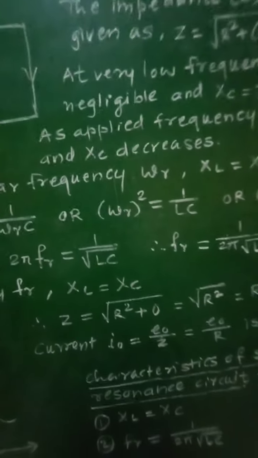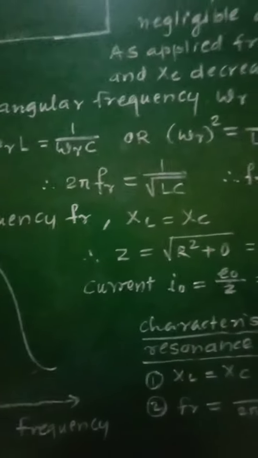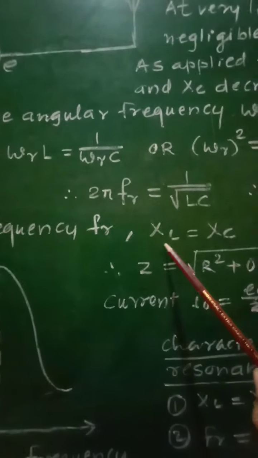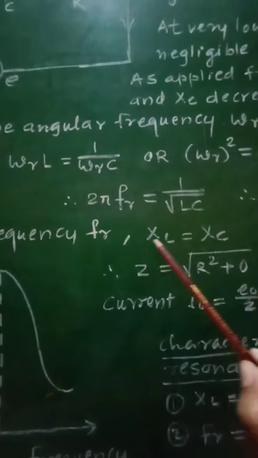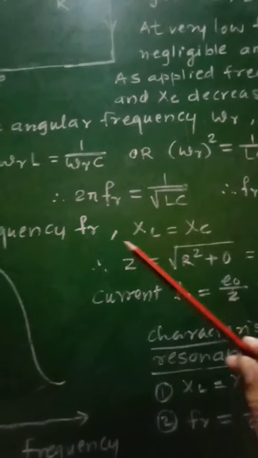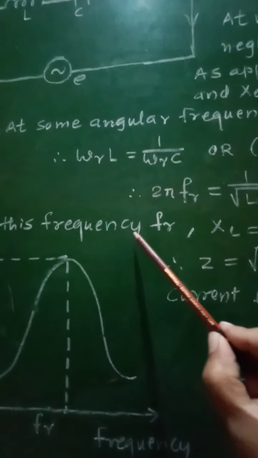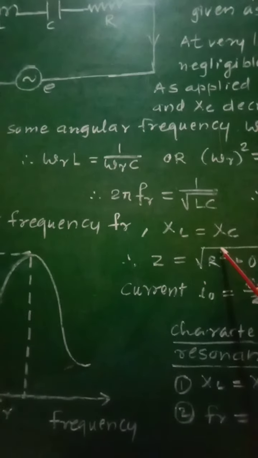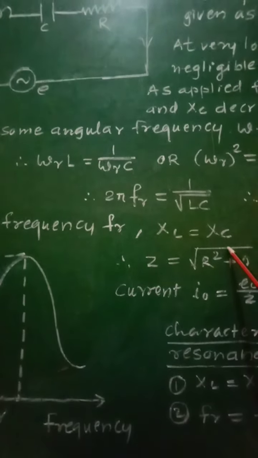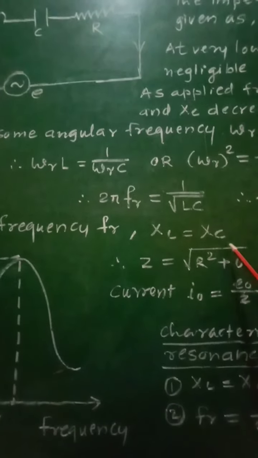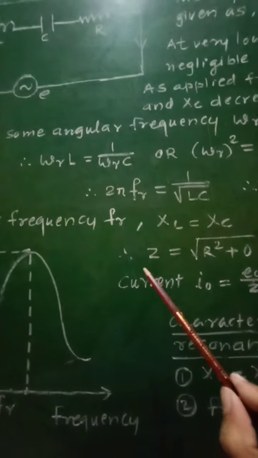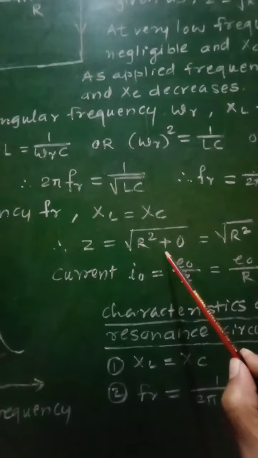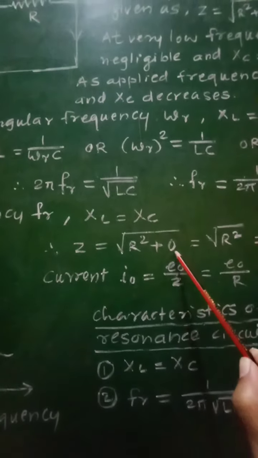Now at this frequency fr, we get XL equal to XC. So at this frequency fr, XL is equal to XC. As XL is equal to XC, we can write the impedance Z is equal to square root of R square plus 0.